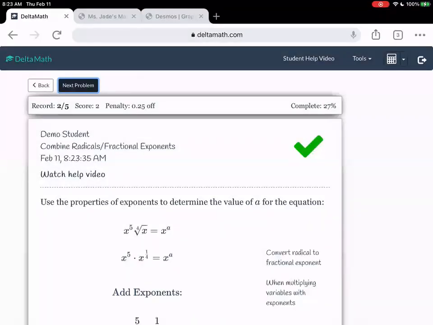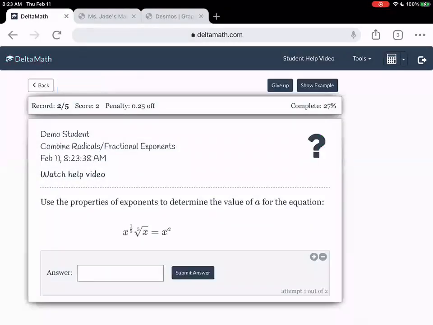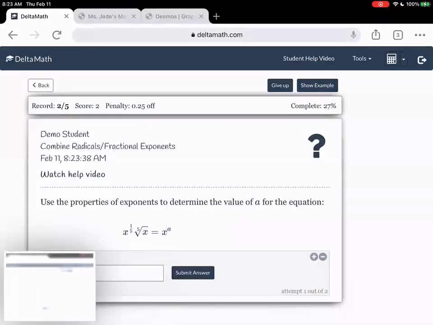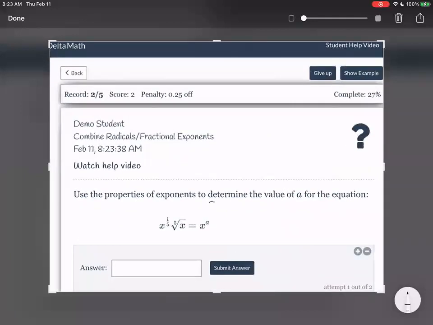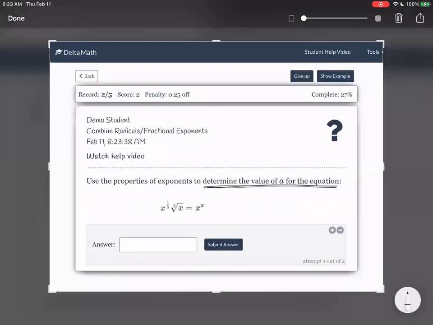Okay, and let's do another one. Use the properties of exponents to determine the value of a for the equation. And once again, we're going to only put the a value. I'm just going to emphasize that again and again. Okay, so only put the a value.